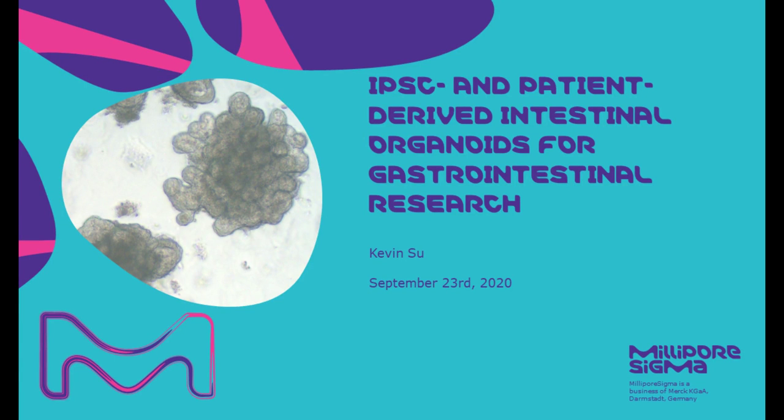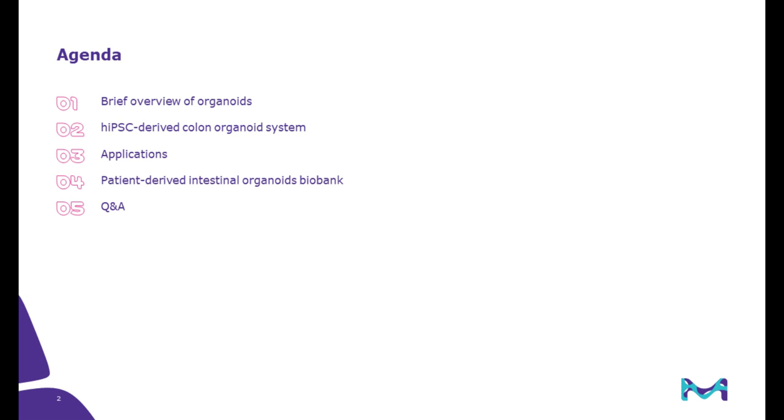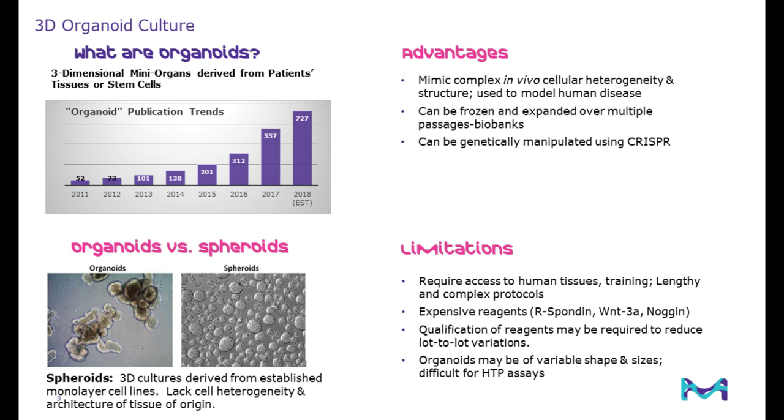The title of my presentation is iPS cells-derived and patient-derived intestinal organoids for gastrointestinal research. For today's agenda, I will first give a brief overview of organoids, what they are, their advantages and limitations. Then I will introduce you to our iPS-derived colon organoid system and how to differentiate human iPS cells to colon organoids. I will also discuss the applications that can be used with these colon organoids. Lastly, I will go over our patient-derived intestinal organoid biobank.